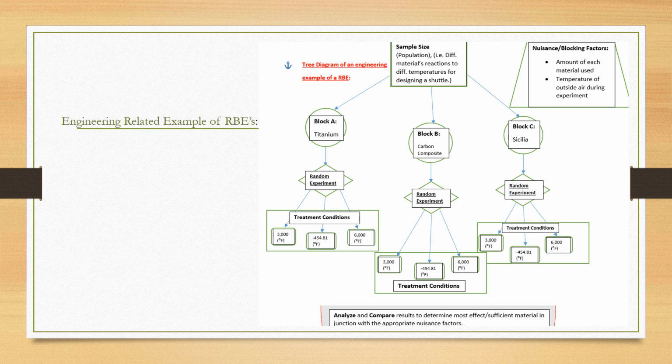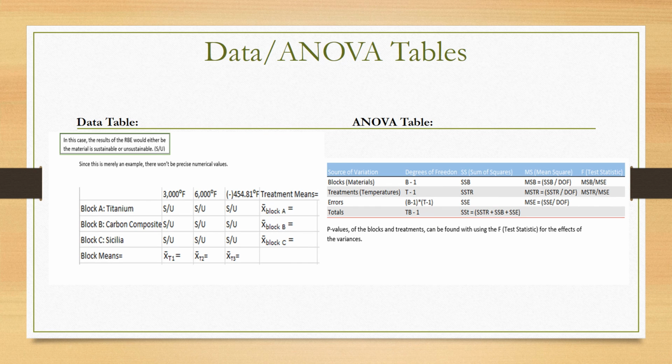It's also good to note that the nuisance factors are listed at the top to distinguish between the variants of the randomized block experiment. After you are done with the experiment, you can separate your data and results into a data table and an ANOVA table. Neither of these tables are going to have numerical values, but as you can see in the data table, you're separated into your block column, ending with your block average, and your treatment column, ending with your treatment average. This is just going to help you figure out your variance that comes along with this randomized block experiment.